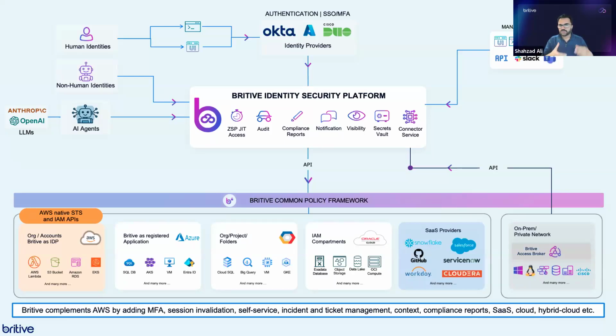We give you the self-service option. So if your users want to get access to, let's say, a profile that does not exist today in Britive, they can submit the request directly from the platform. The incident and ticket management is part of it. We provide the business context when the user comes in and trying to get access to an application or a system. We provide that business context. And the compliance report and then auditability is out of the box, right?